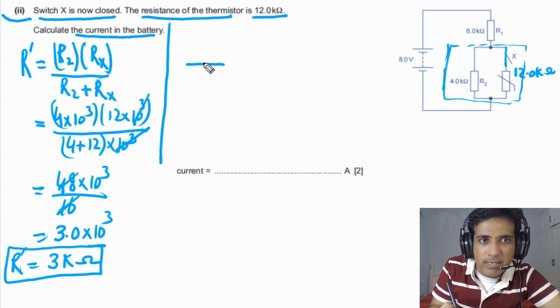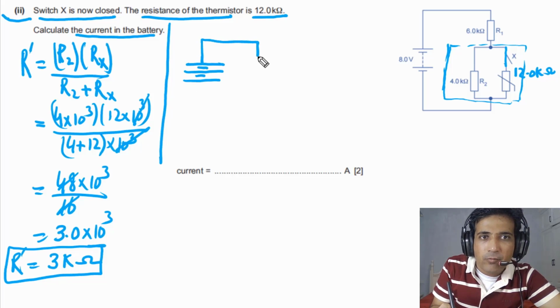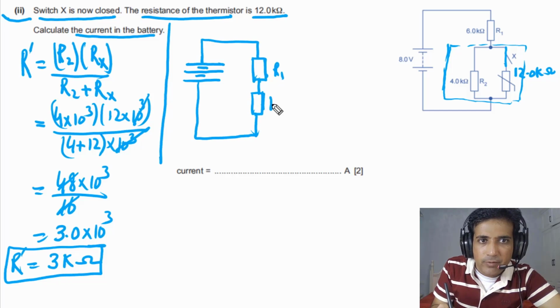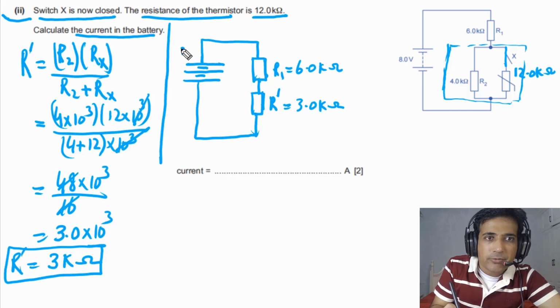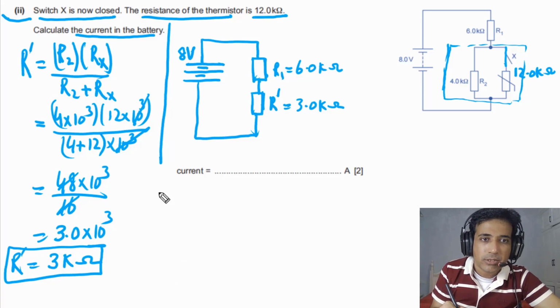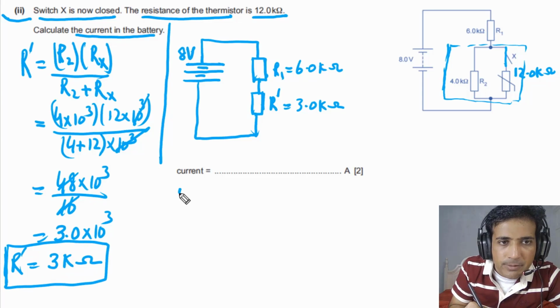So we have a power supply, this is the battery. And we have one resistor R1 that is connected here. Then we have another resistor, the combined resistor of the thermistor and R2, that one is R prime, and the resistance of this one is 3.0 kilo ohms, and the resistance of R1 is 6.0 kilo ohms. The battery potential difference is given, that is 8 volts. We need to find the current in the circuit.